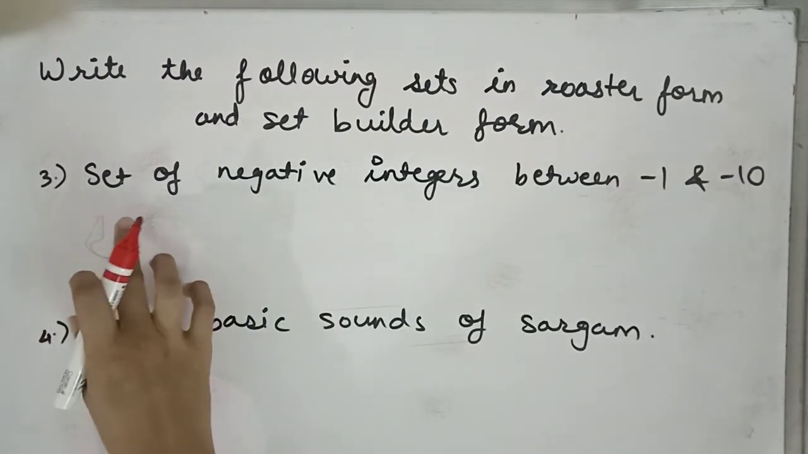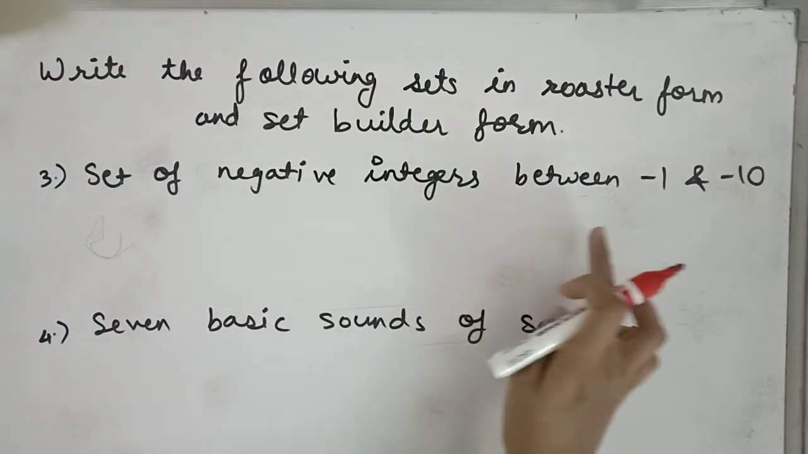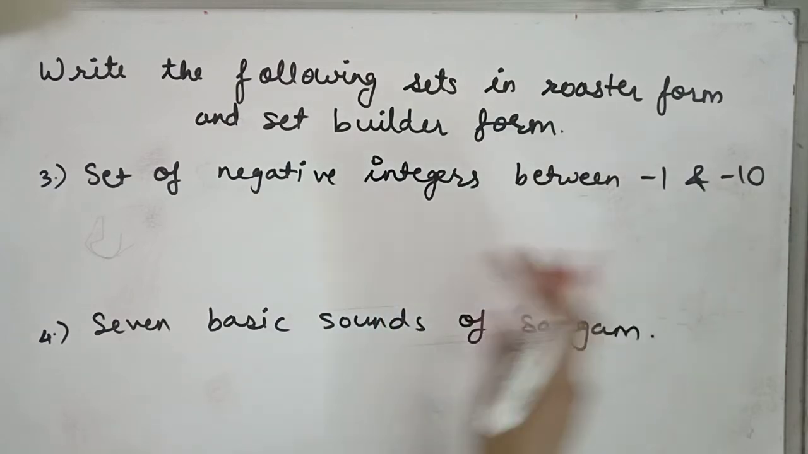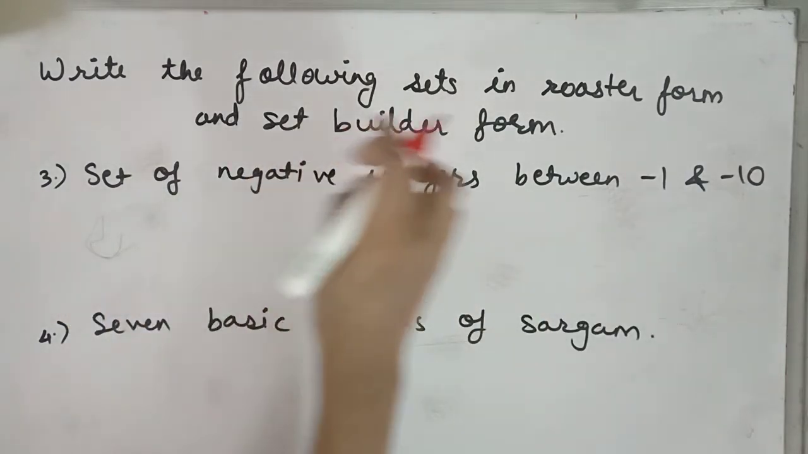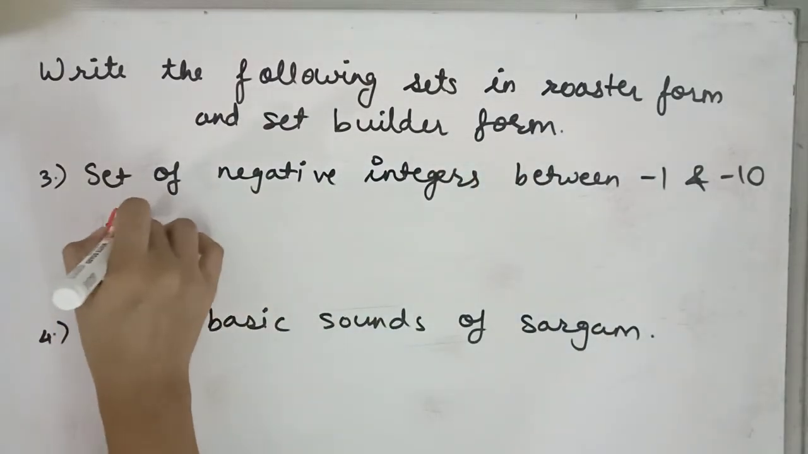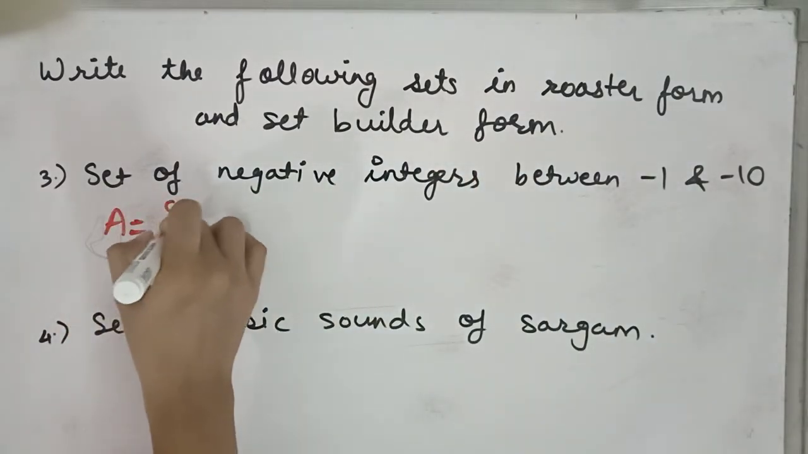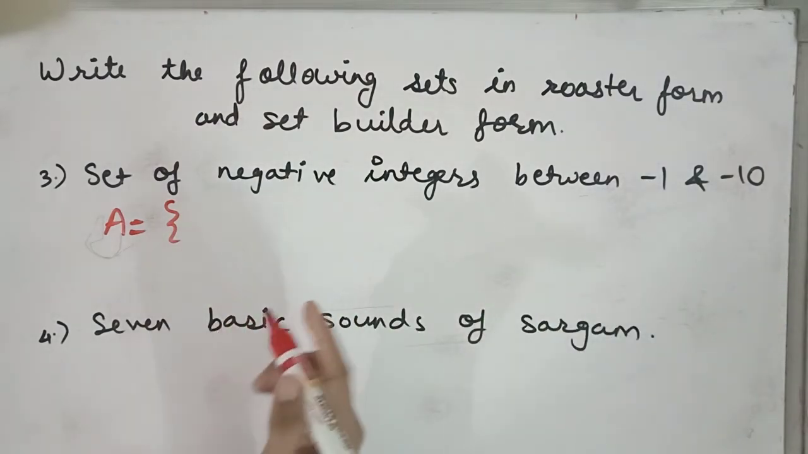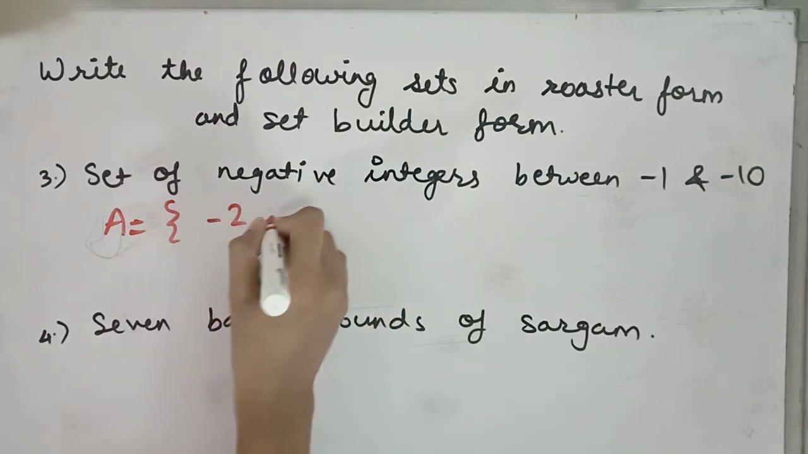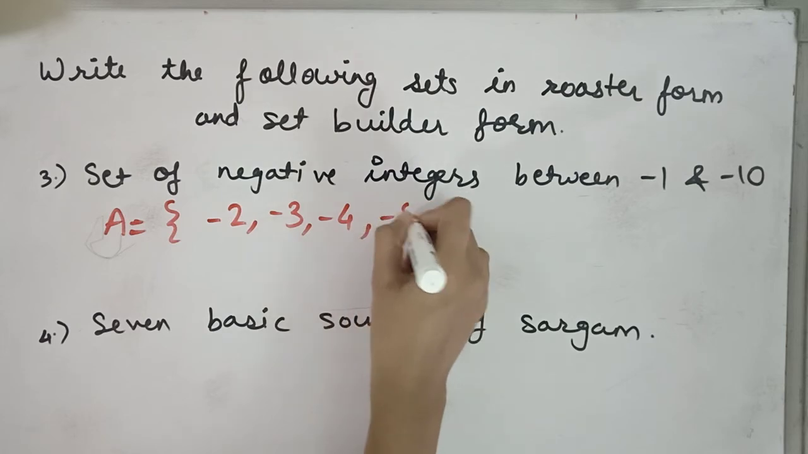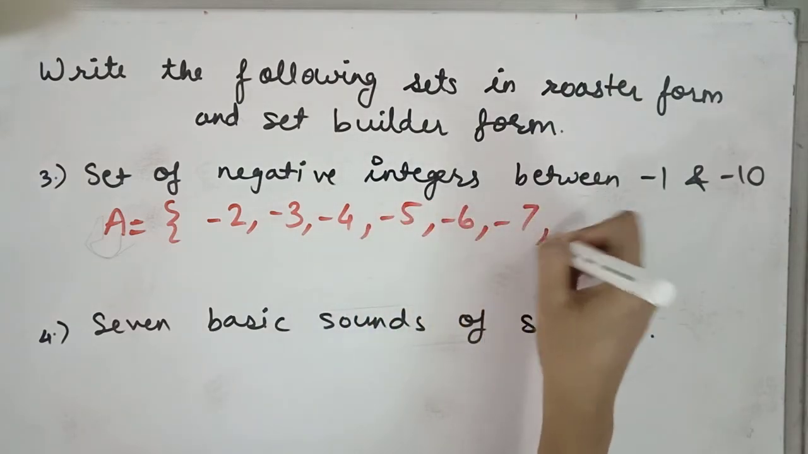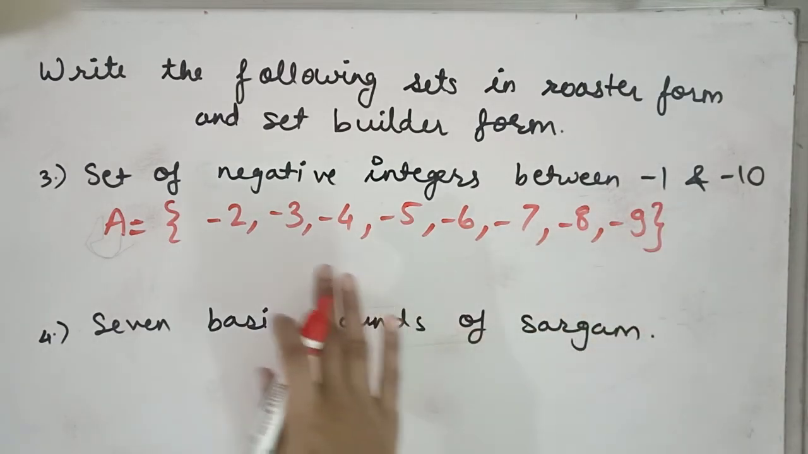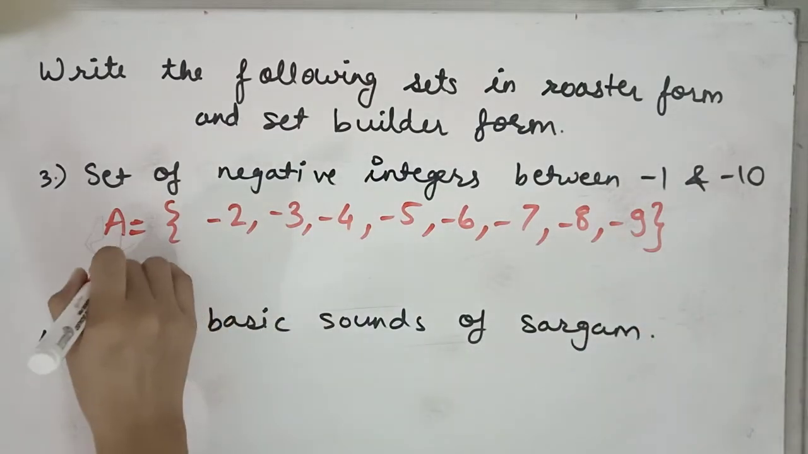Now let's see some more examples. Set of negative integers between -1 and -10. First we will represent it in roster form. A is the set of, now let's list the elements between -1 and -10. The negative integers will be -2, -3, -4, -5, -6, -7, -8 and -9. These will be the set of negative integers between -1 and -10.